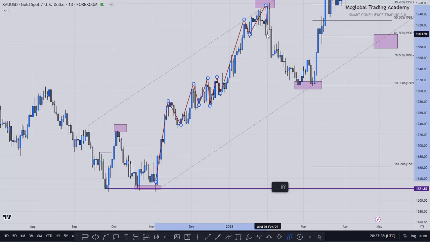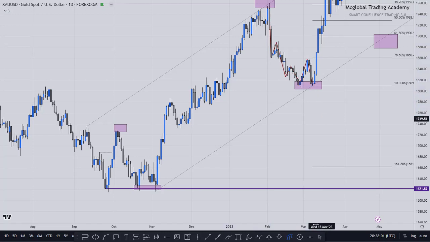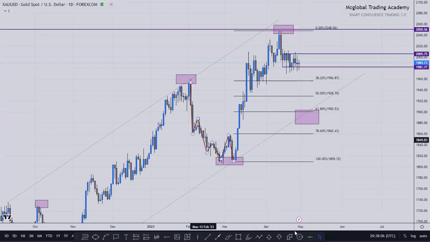How do you know that the pullback is over? You also follow market structure: lower low, lower high, lower low, lower high, up until the lower high. Upon the break of the lower high, you know that this pullback has ended. It came back to retest, that's your entry. Are we together, Mr. Gaspo? Yeah, I'm listening, sir.